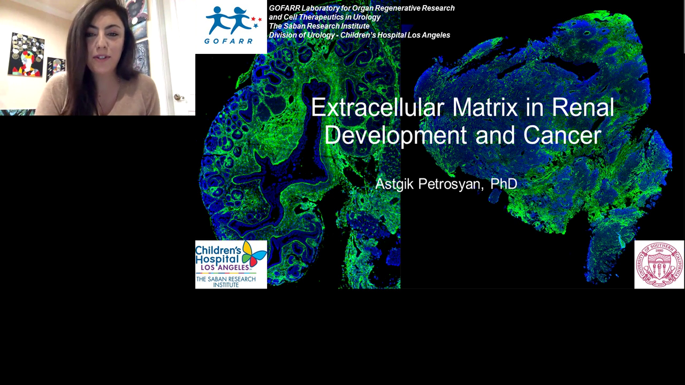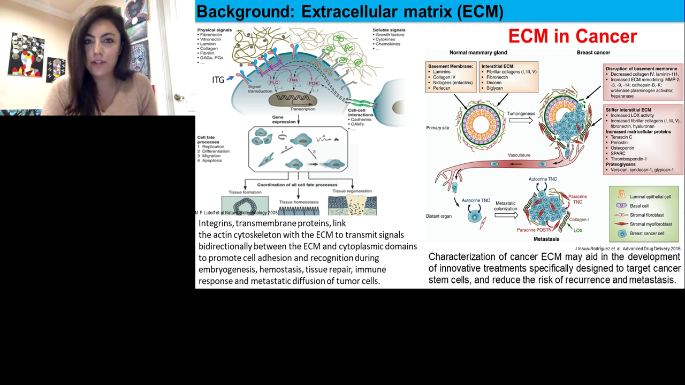Hello, my name is Petrosyan, and today I will be discussing the extracellular matrix in renal development and cancer. A brief background about the extracellular matrix. The extracellular matrix is composed of physical signals such as fibronectin, laminin, and collagen, and it's also composed of soluble signals such as growth factors, cytokines, and chemokines. We also have integrins, which are transmembrane proteins that link the actin cytoskeleton with the extracellular matrix to transmit signals bidirectionally between the extracellular matrix and cytoplasmic domains. And they do this to promote cell adhesion and recognition during development, homeostasis, and disease processes.